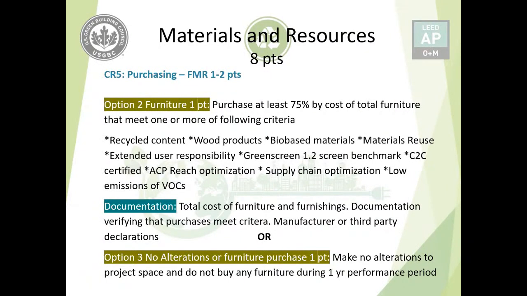Or the simplest option is option number three: you did not make any renovation or you did not purchase any furniture. So just make no alteration to the project space and do not buy any furniture during the 1 year performance period. No documentation is necessary. You just need to mention that nothing has been altered on the site.